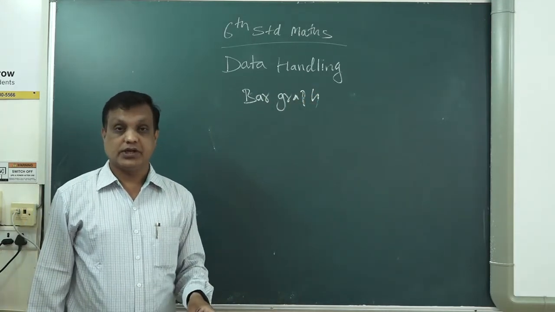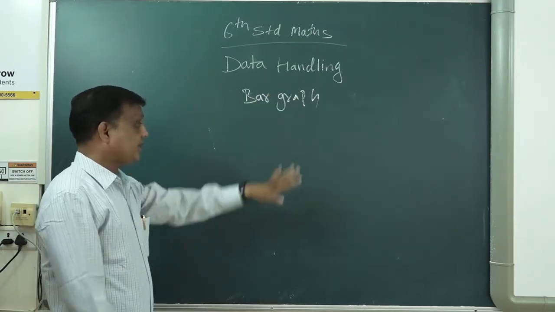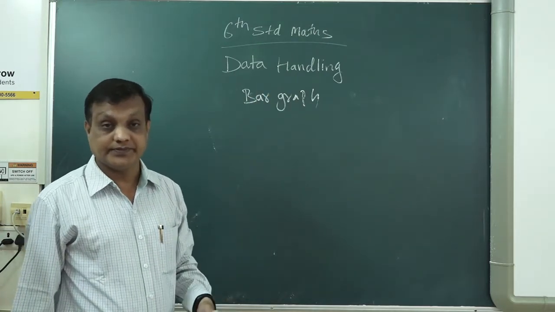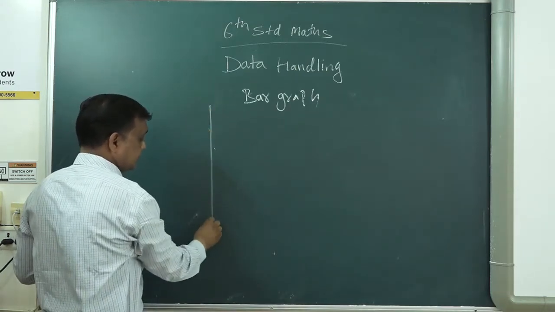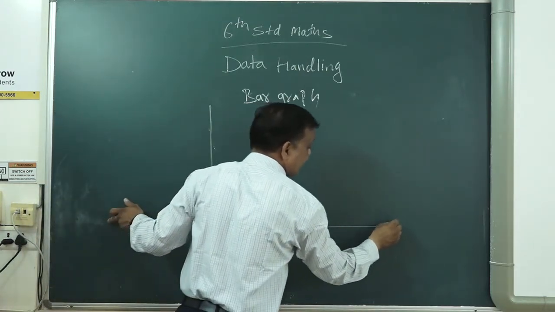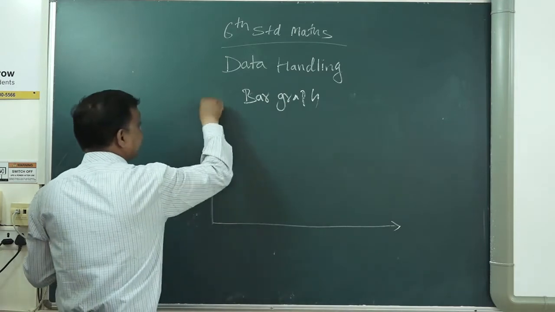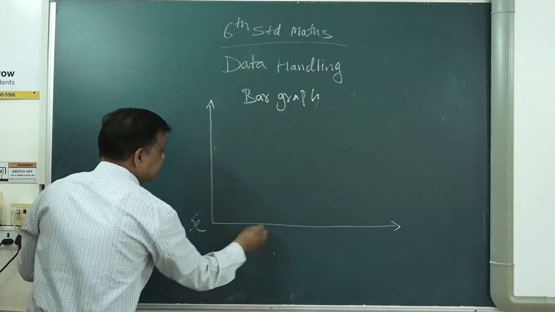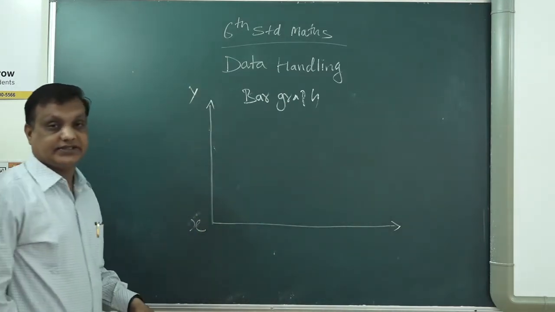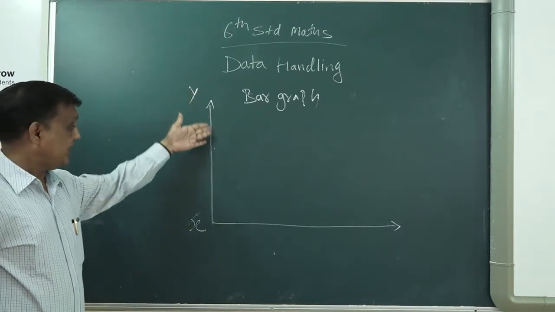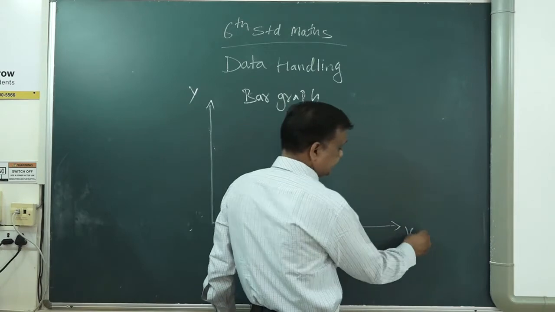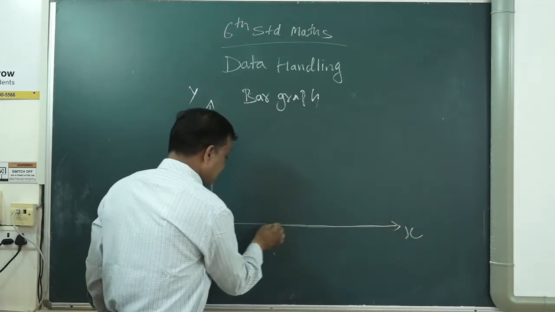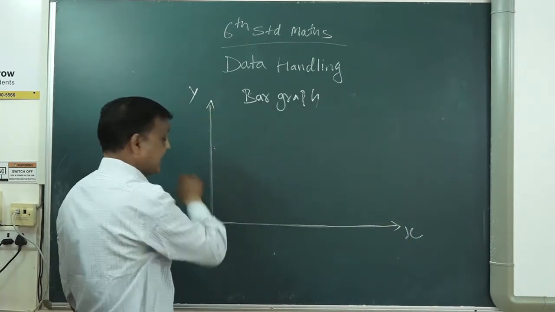One is that the bar graph is going to be drawn on graph paper. And next, when you start, we have two lines. One is the x-axis, one is the y-axis. This horizontal line is the x-axis and this vertical line is the y-axis.